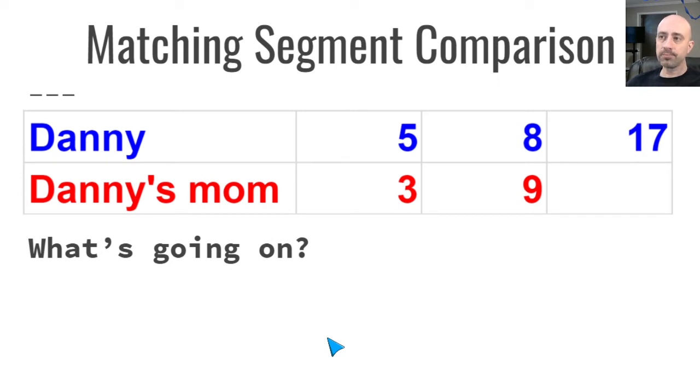because Danny's mom and because Danny both are in systems where I can make matching segment comparisons, I'm able to take a deeper look. And it turns out that Danny shares DNA with me and my family on chromosome 5, on chromosome 8, and on chromosome 17. Danny's mom, however, shares DNA with my family on chromosome 3 and chromosome 9. If you're new to matching segment information, this might not be immediately obvious, but you might start to think, well, this doesn't quite make sense. We're seeing some differences here.